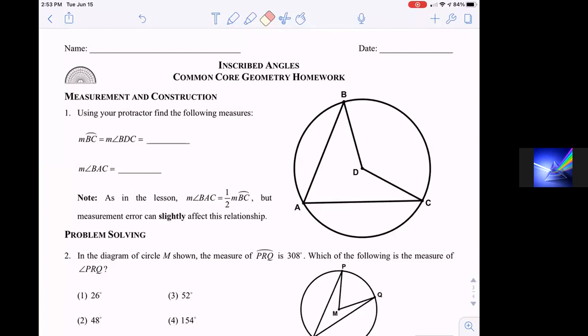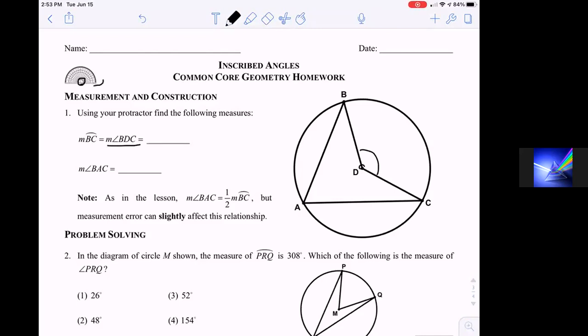Let's begin. Question number 1 is a measurement and construction question that requires the use of a protractor. Some of you may or may not have protractors to use, but essentially you take your protractor and put the circle on the protractor at the vertex where you're trying to measure. So if I want to measure the angle BDC, which is this angle right here, I would take this circle and put it right at the vertex.